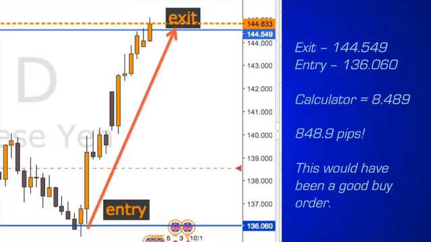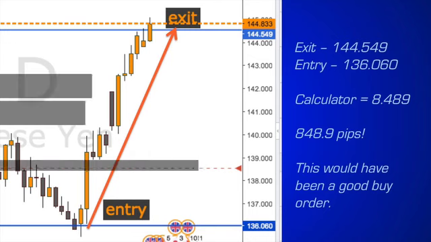All right. So hopefully you've done the math. If you did the math, you should have got something like this: 8.489 in your calculator. So now if you slide the decimal over 2 places, that's 848.9 pips. Woo-wee! And by the way, this would have been a very good buy order. You wouldn't have gotten something like this unless you were doing a long-term order.